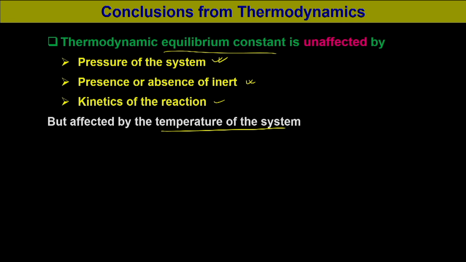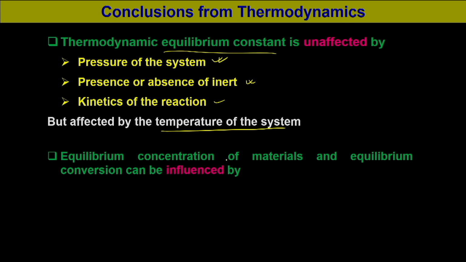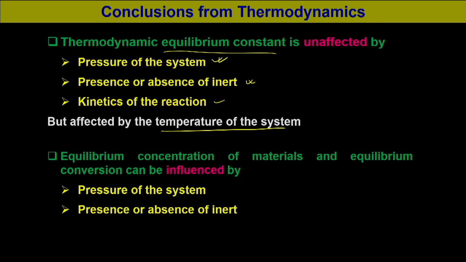So, although the equilibrium constants are unaffected by these parameters, the equilibrium concentration of the material and the equilibrium conversion are influenced by these three parameters: pressure of the systems, presence or absence of the inert, and kinetics of the reactions. So, these three parameters influence the equilibrium concentration of the materials and the equilibrium conversion.